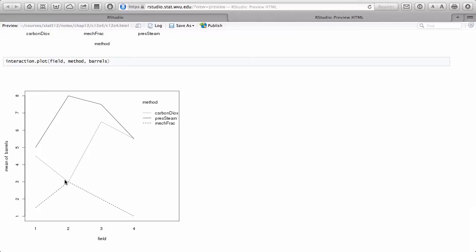Again, this bottom one and this top one more or less follow the same pattern, but the one for carbon dioxide, which is the middle one, does not. Well, not as much. Actually, this one is the one that's very different, because instead of going up and then down, it goes down and then down.